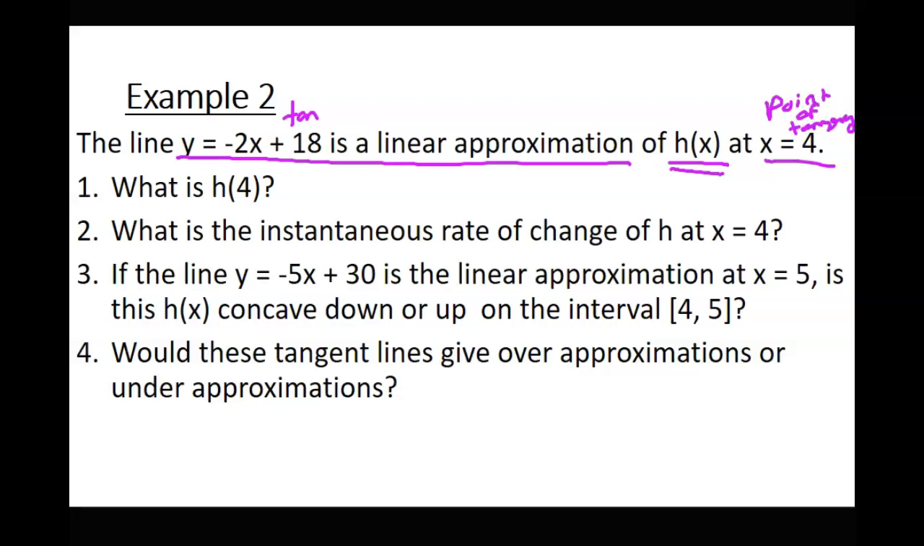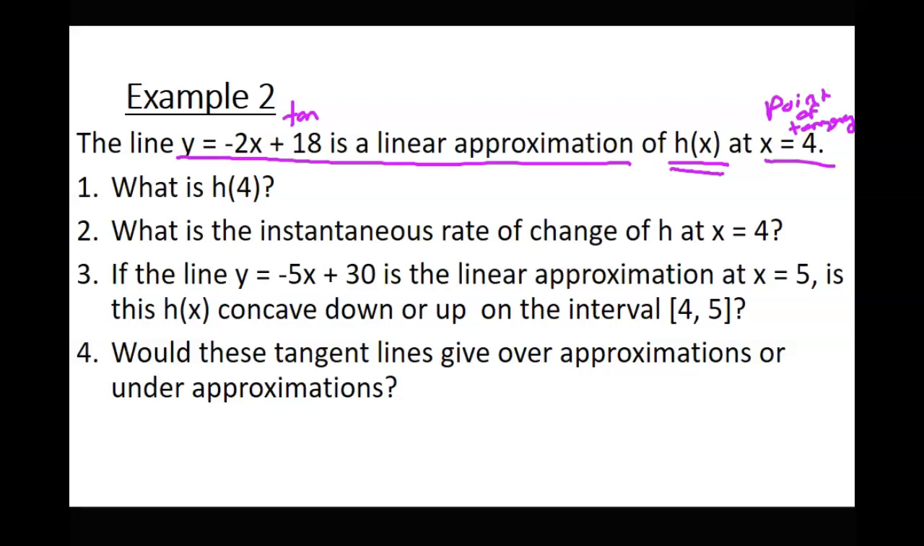We're dealing with a language here. This is how mathematicians speak when we're in this kind of problem. So y equals negative 2x plus 18 is a linear approximation. That means it's the tangent line to this function at x equals 4. x equals 4 is the point of tangency.